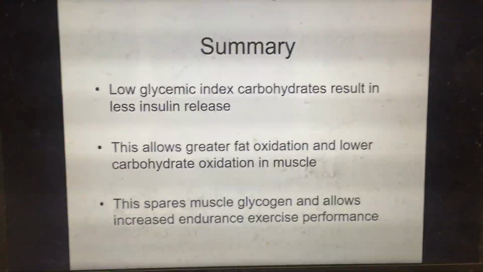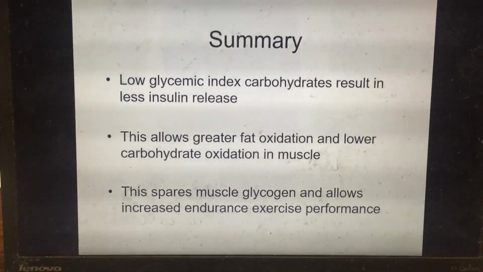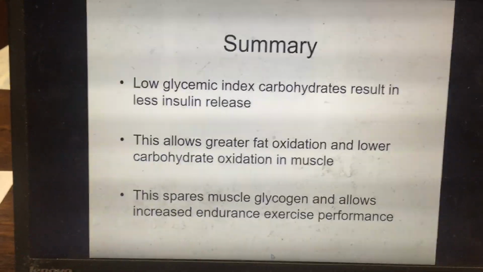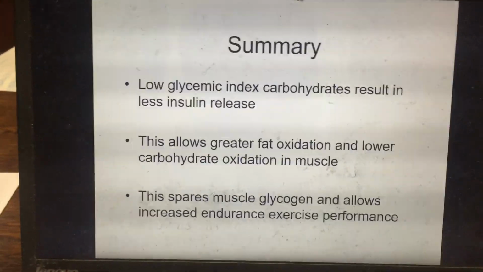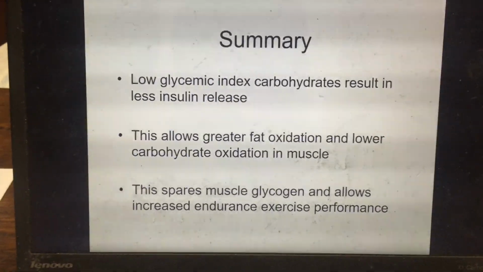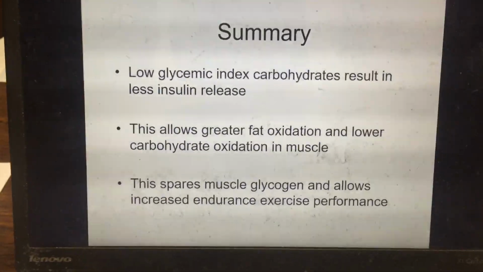So this is a summary of those previous slides on the glycemic index. Low glycemic index carbohydrates result in less insulin release, and this allows greater fat oxidation and lower carbohydrate oxidation at the muscle. This would allow sparing of muscle glycogen and could theoretically enhance your endurance performance.